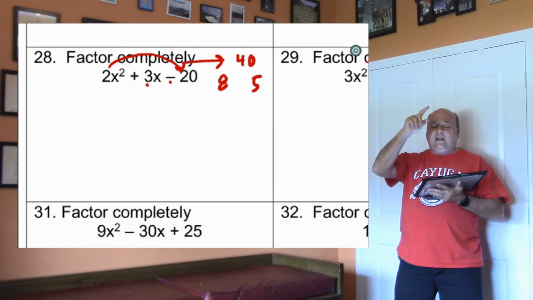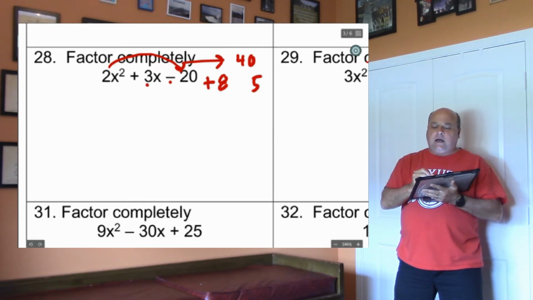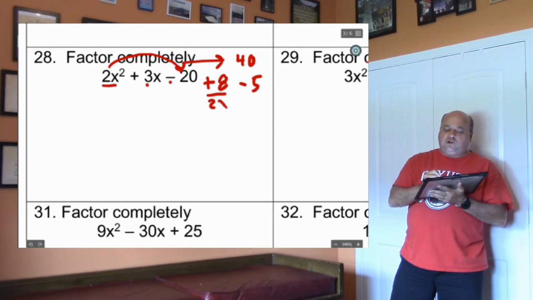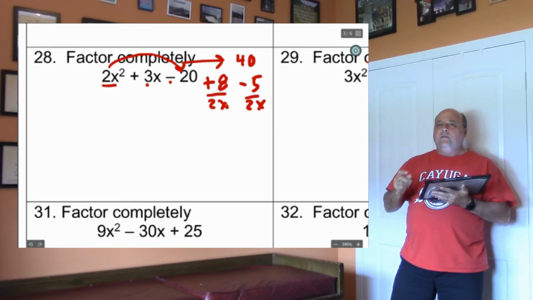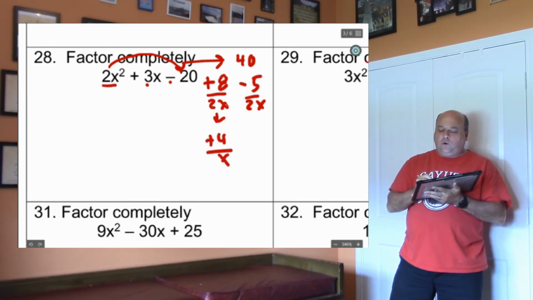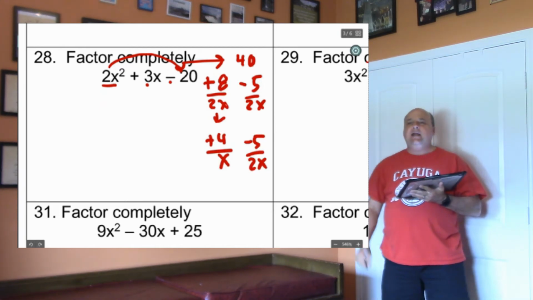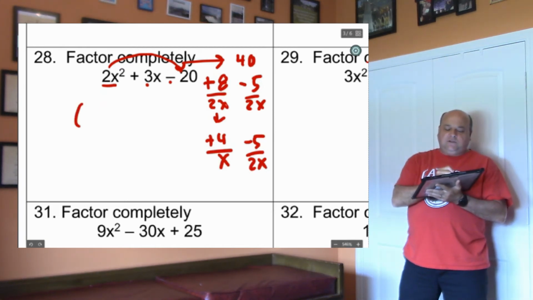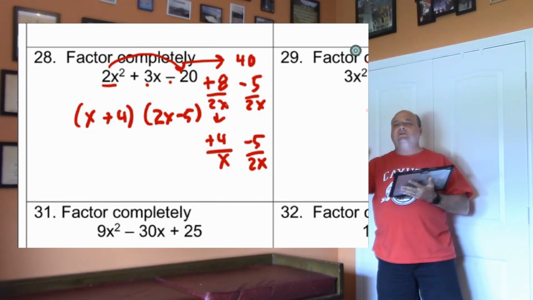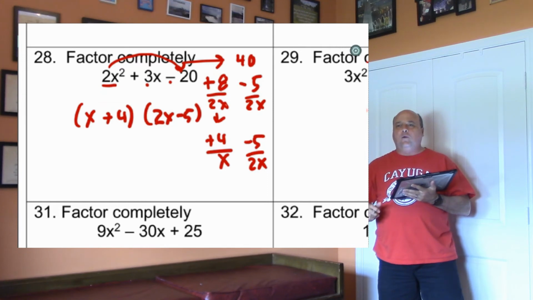Now then, how do I get the plus 3? My 8 needs to be positive, my 5 needs to be negative. And then to get the 2x squared, I'm going to put 2x on the bottom of both of them. The first fraction reduces or simplifies. So I'm going to get plus 4 over x, and this is going to be minus 5 over 2x. I got my factors. So this is going to be x plus 4 and 2x minus 5. Okay? Try to keep this simple, okay? You got this. Like I said, this is the hardest thing you did in Algebra 1 this year.